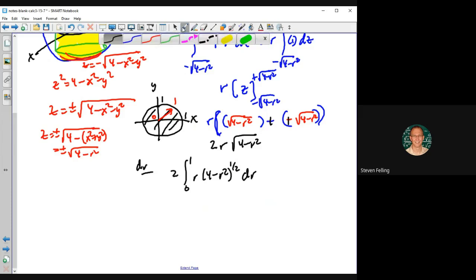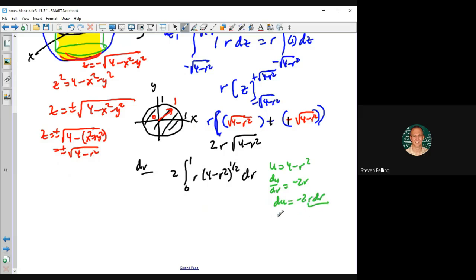Okay, so I'm going to do a u substitution here. u is 4 minus r squared. Therefore, du dr is negative 2r. So du is negative 2r dr. So r dr is negative 1/2 du. So doing that here, I would have 2. I've got, this is now u to the 1/2, and the r dr can be replaced with negative 1/2 du.